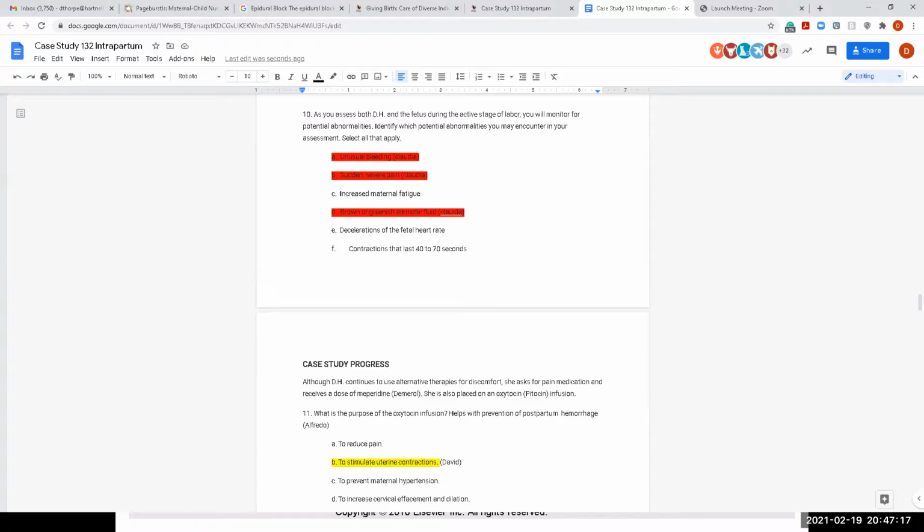So here, as you assess both DH and the fetus during the active stage of labor, you will monitor for potential abnormalities. Identify which potential abnormality you may encounter in this assessment. So Claudia, you put unusual bleeding and sudden severe pain, brown greenish amniotic fluid, and there is one more.